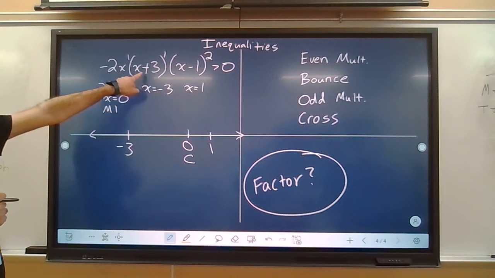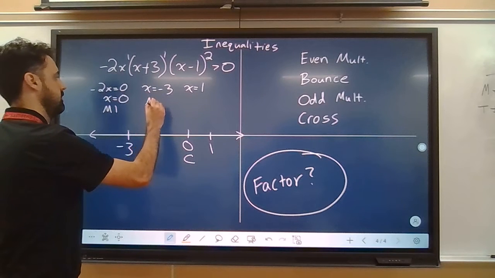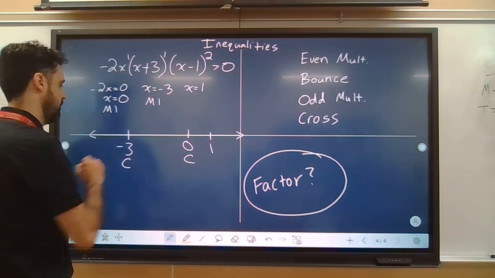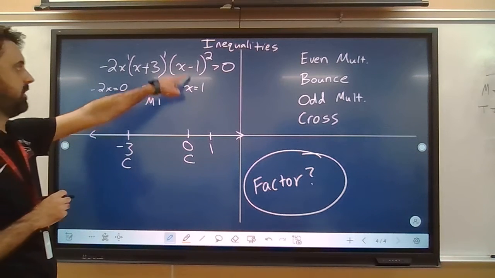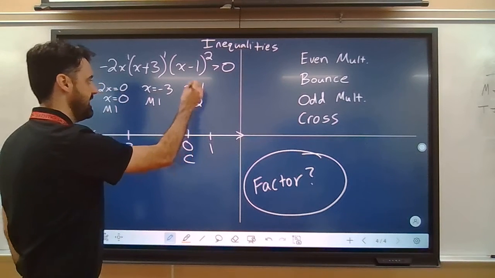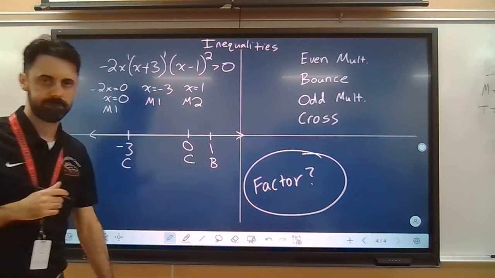At negative 3, it came from this factor, also an odd multiplicity of 1. And so at negative 3, again, the graph is going to cross or change sign. And then lastly, at x equals 1, that came from this factor that had a multiplicity of 2. So because that's an even multiplicity, this is going to bounce.